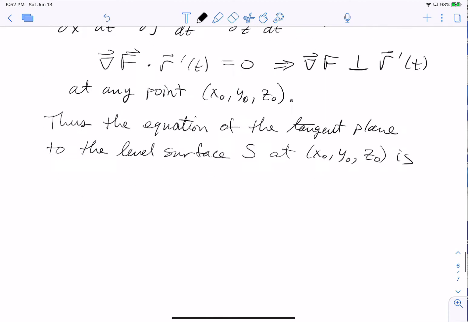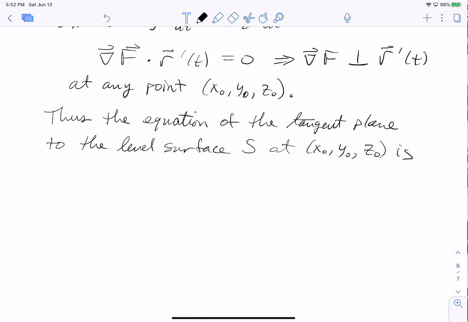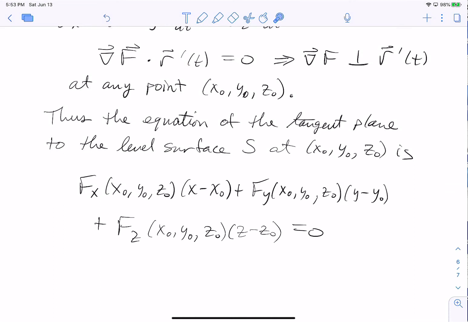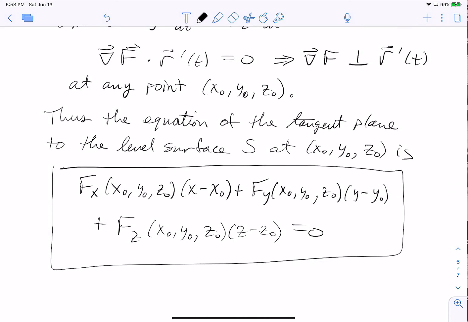What we end up with is the equation of the tangent plane to the level surface S at the point x naught, y naught, z naught is f sub x of x naught, y naught, z naught times x minus x naught plus the partial with respect to y at x naught, y naught, z naught times y minus y naught plus the partial with respect to z at x naught, y naught, z naught times z minus z naught, using the equation that we've seen before of a plane.